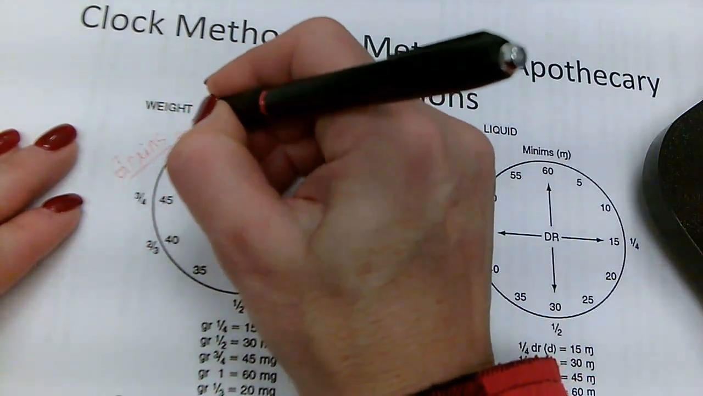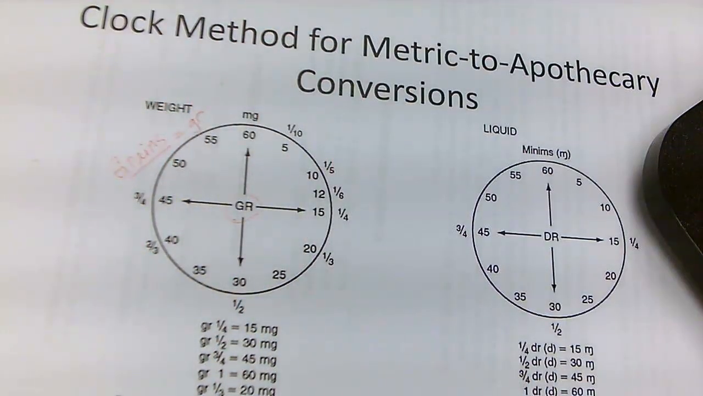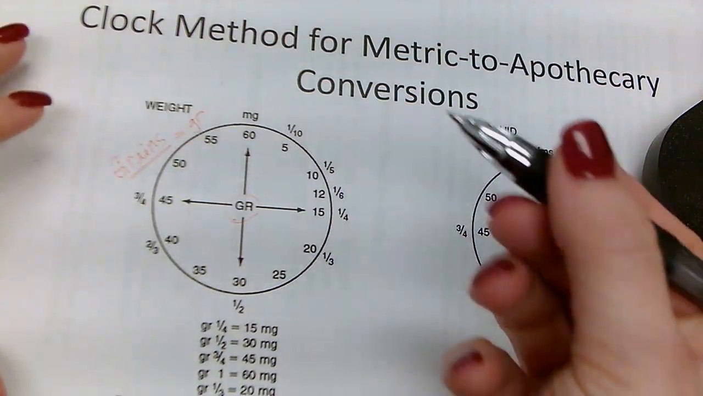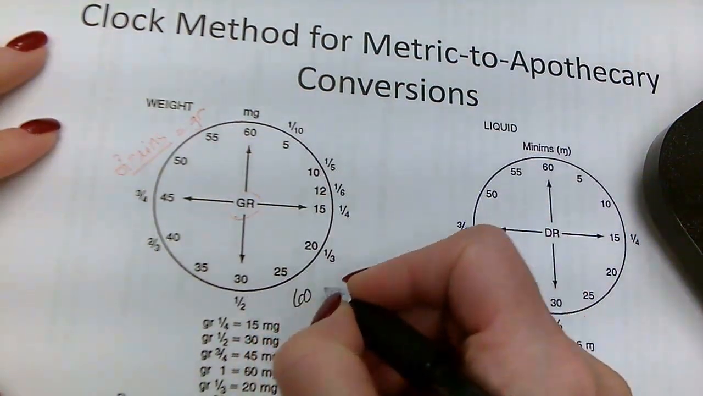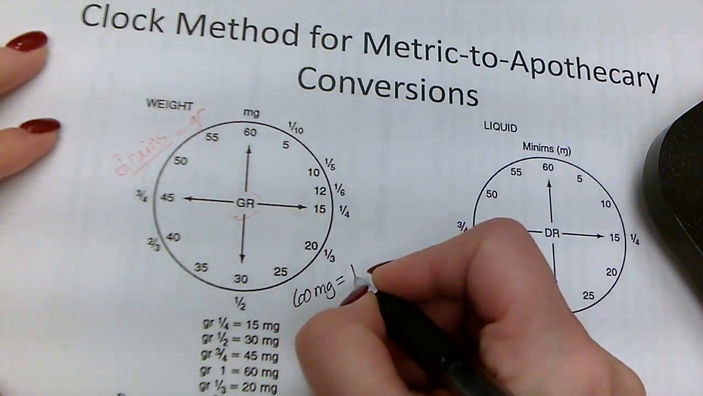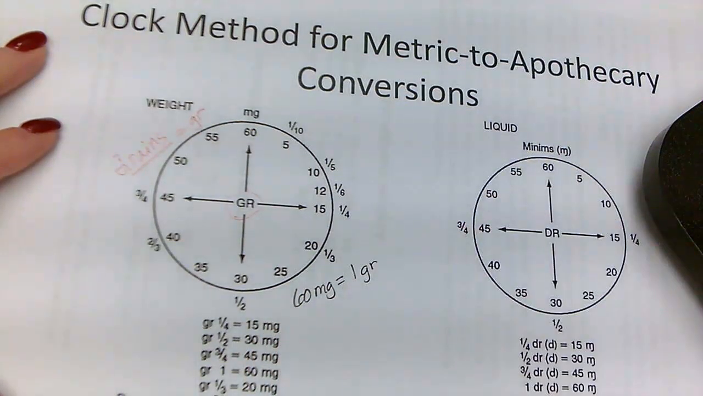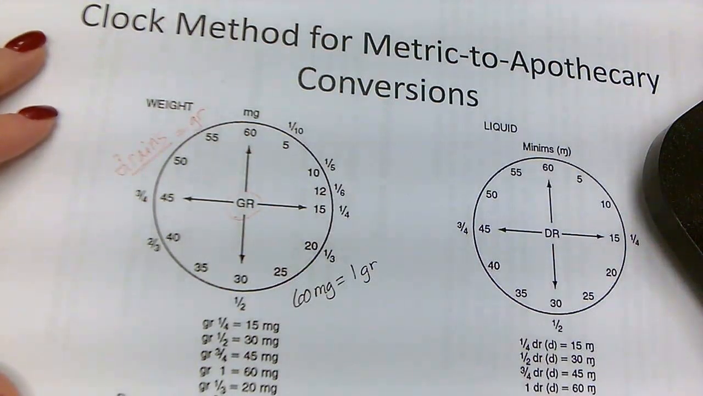and the abbreviation is GR. So don't confuse that with grams. A lot of people will confuse that with grams, but it is grains. And you need to know that there are 60 milligrams to 1 grain. I think that's the conversion you need to do.